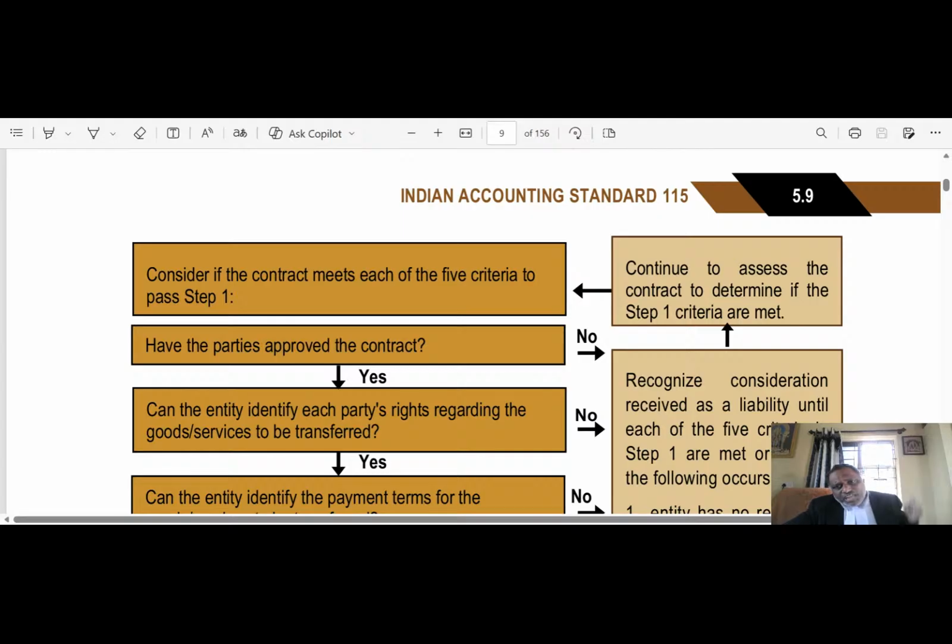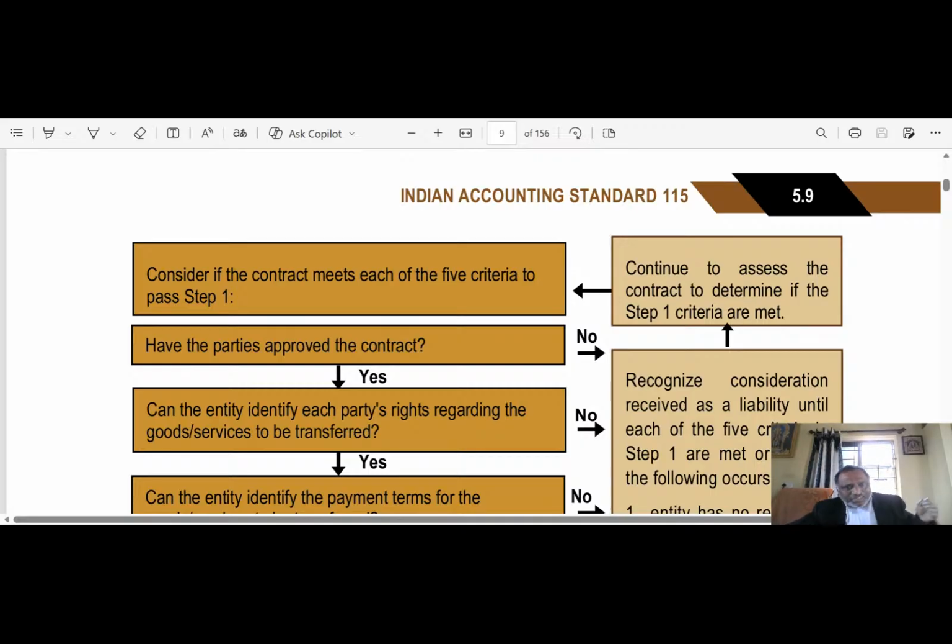Indian Accounting Standard 115: consider if the contract meets each of the five criteria past step 1. Have the parties approved the contract? Yes. If no, continue to assess the contract to determine if step 1 is met.